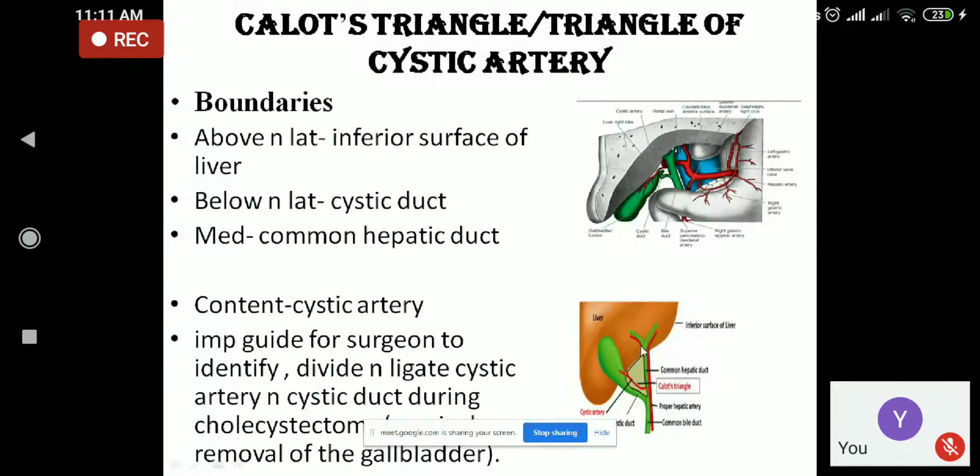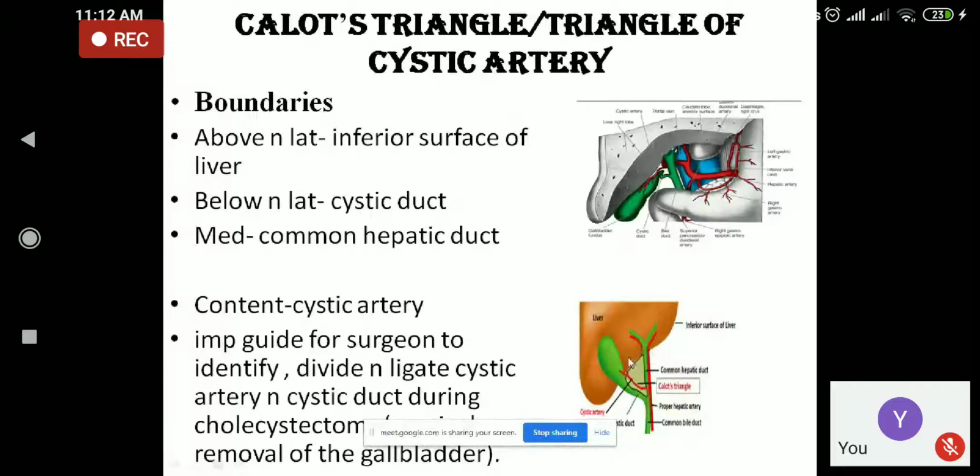So look at the boundary. This is Calot's triangle. So above and laterally by the inferior surface of the liver, below and laterally by the cystic duct. Please don't forget to mention above and below, both are laterally. You can't say simply laterally. You have to say above and laterally by the inferior surface of the liver, below and laterally by the cystic duct, and medially by the common hepatic duct. So this is the boundary of Calot's triangle.